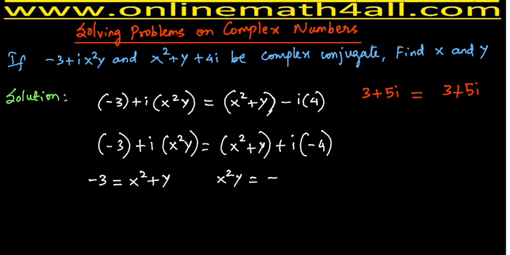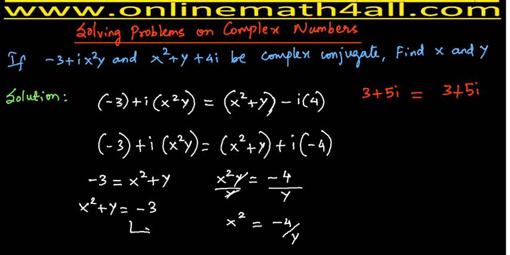On the right side we have negative 4. So I'm just going to rewrite negative 3 is equal to x square plus y, that is x square plus y equal to negative 3, and here I'm just going to divide by y on both sides, because I would like to have the value of x square. That's why I divide by y on both sides. When I do so, I get x square is equal to negative 4 over y.